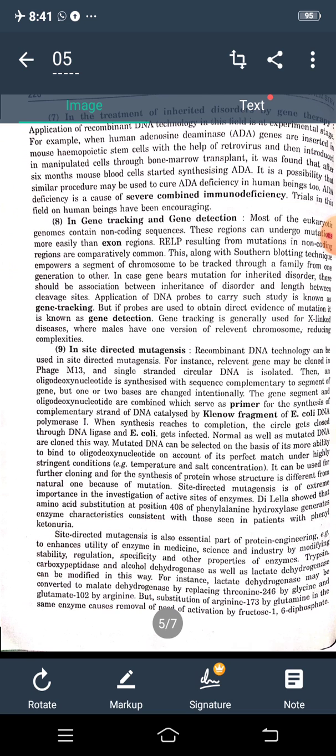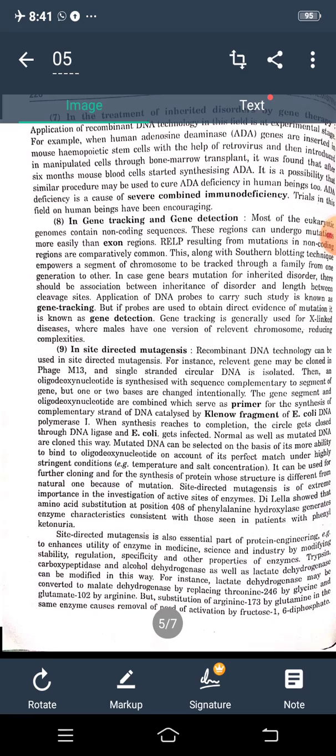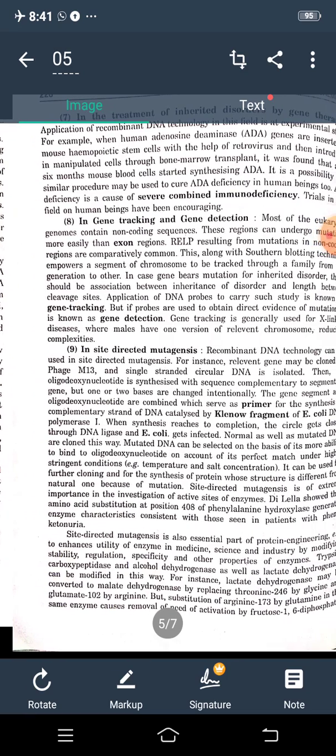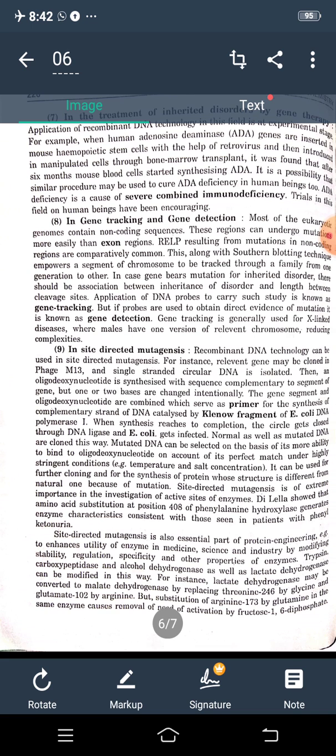For instance, lactate dehydrogenase may be converted to malate dehydrogenase by replacing threonine 246 by glycine and glutamate 102 by arginine, but substitution of arginine 173 by glutamine in the same enzyme causes removal of the need of activation by fructose 1,6-diphosphate.